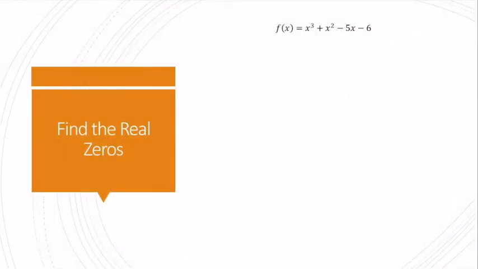Alright class, I want us to have some extra review of going over how to find real zeros. So the first thing I need to do is list all possible rational zeros. I'm going to do that by minding my P's and Q's.